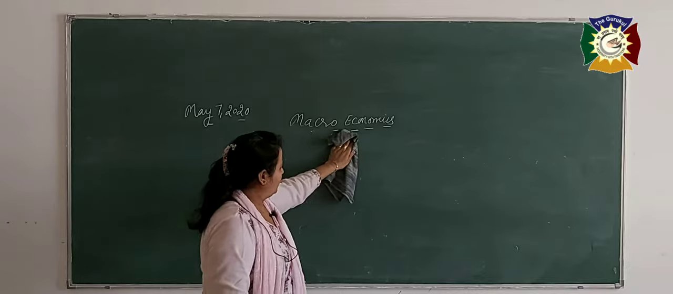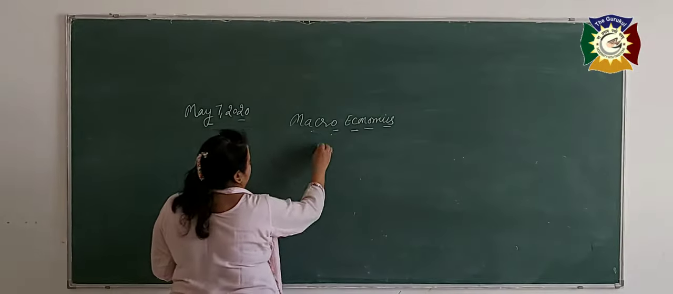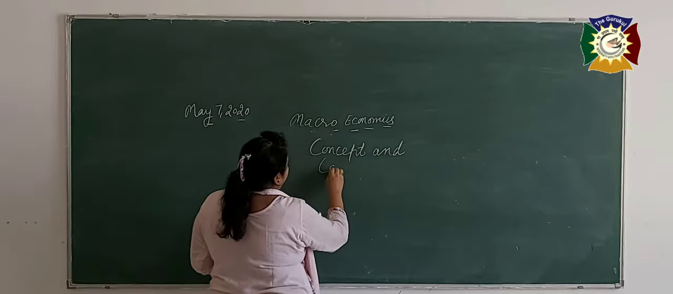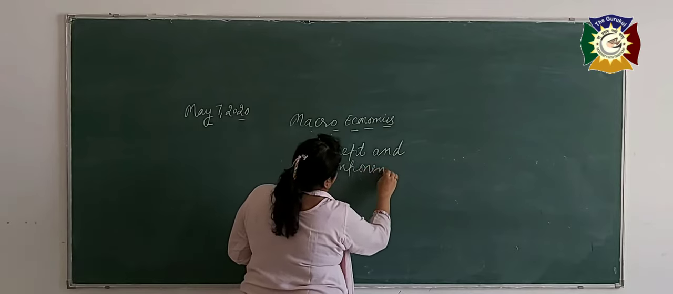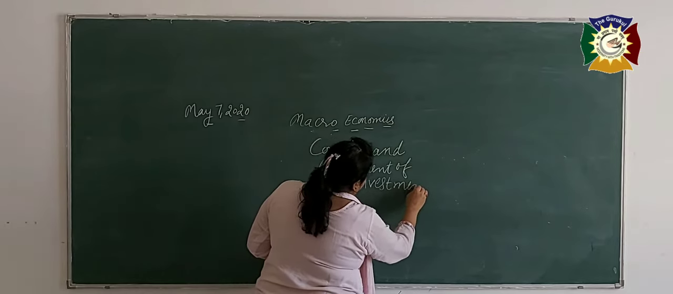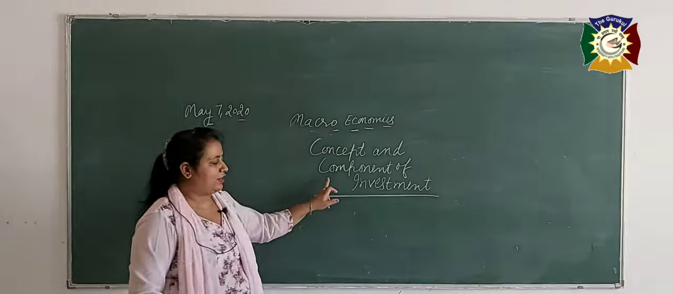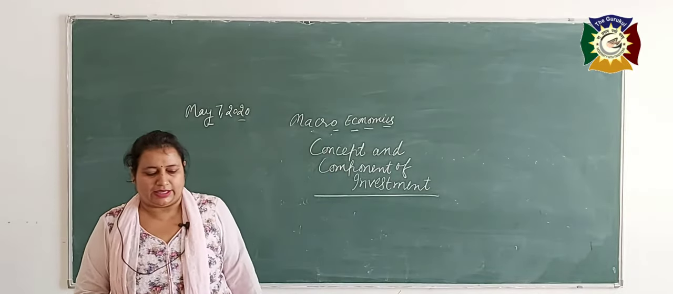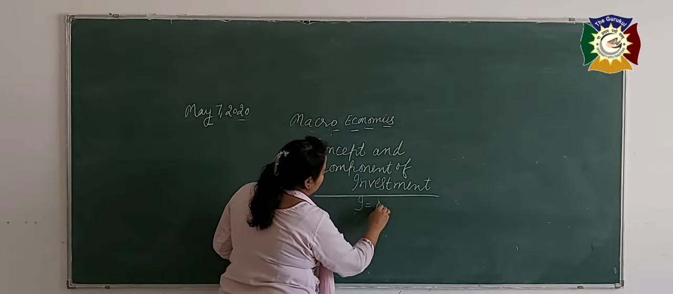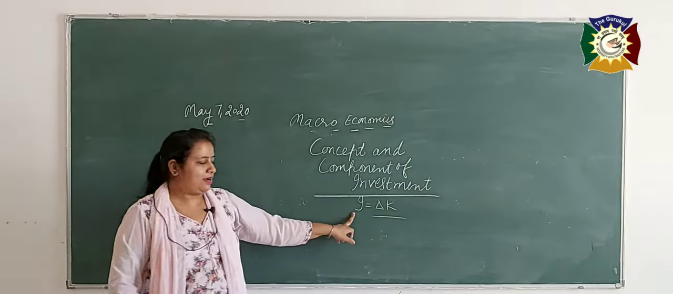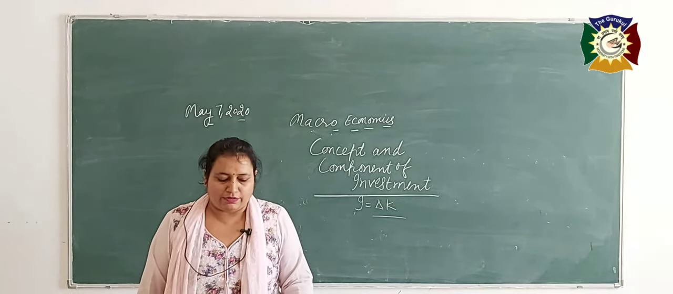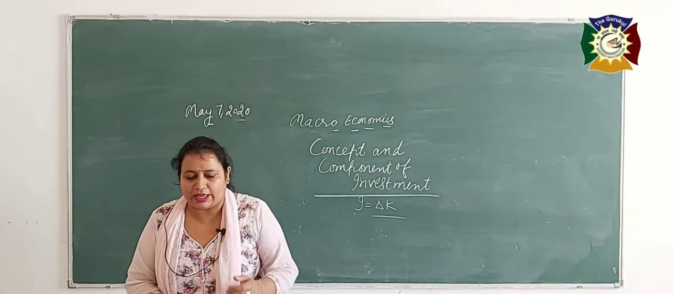Your topic is the concept and component of investment. Now investment is of two types: one is gross investment, the second is net investment. Firstly, I am telling you how it is denoted. It means an increase in the stock of capital: I is equal to delta K. What does investment mean? It refers to an increase in the stock of capital. Investment refers to capital formation.